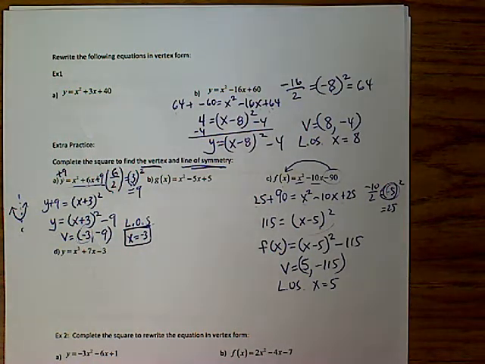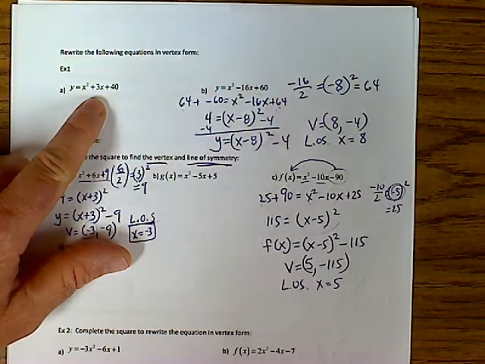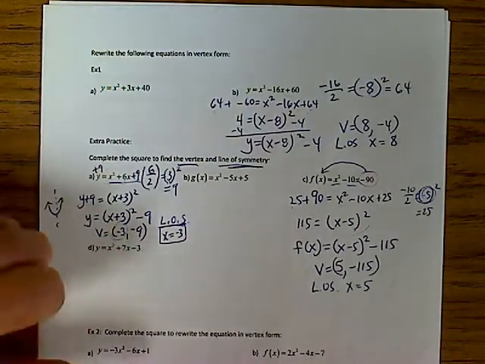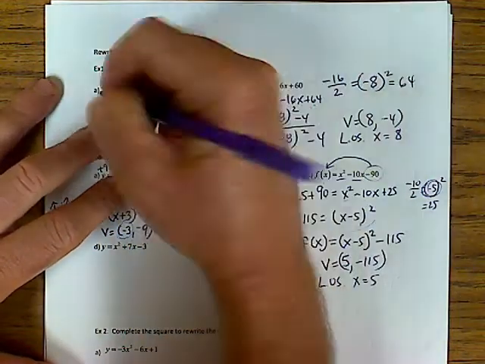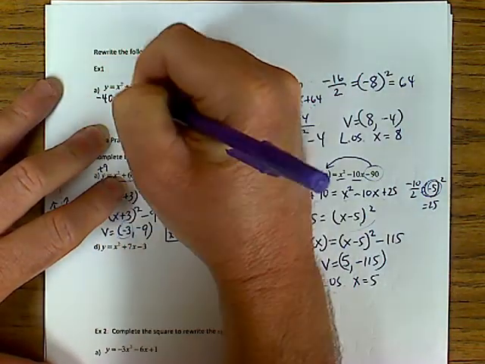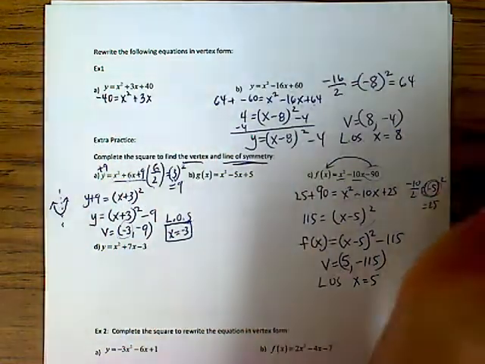Okay, now, we've got a little bit of our work cut out for us on the next few, which have odd numbers in the middle. So a little bit harder. Let's kind of see what we can do. So let's go to example 1, letter A here, and see what we got. So let's move the 40 to the other side. Same work here. Negative 40 equals x squared plus 3x.